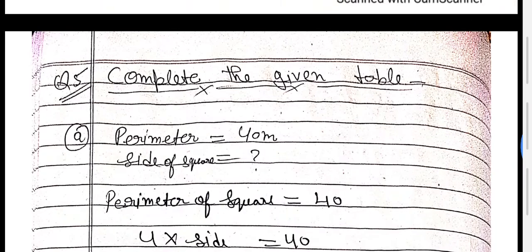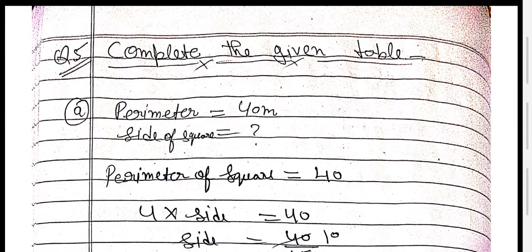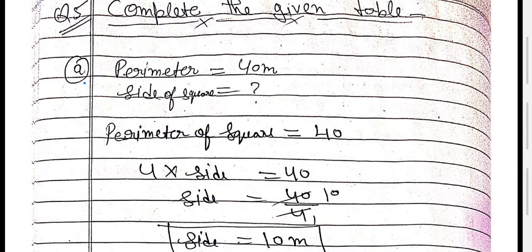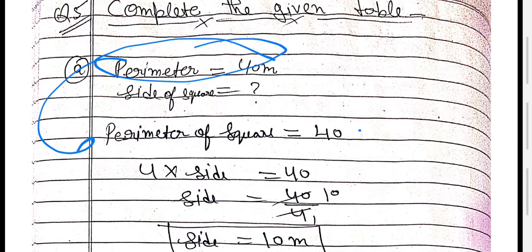Now come on to question 5, complete the given table. The table is given for square, so I am writing the information here. Perimeter is given as 40, and you have to find the side of the square. So what is the formula of perimeter? Which thing is given? You have to write the formula. Perimeter is given, so write perimeter of square is 40. What is the formula? Perimeter formula is 4 into side.